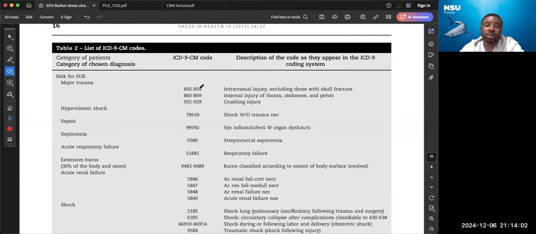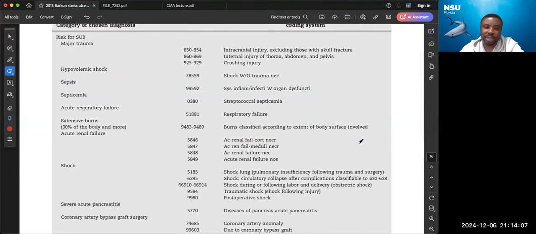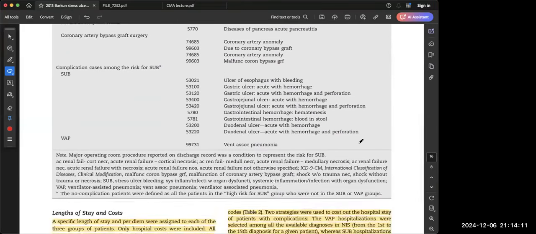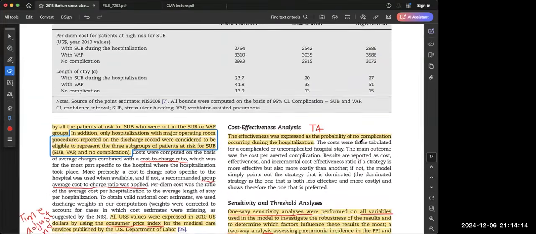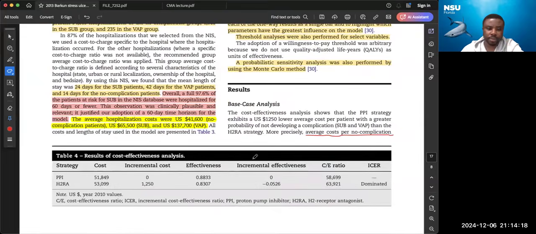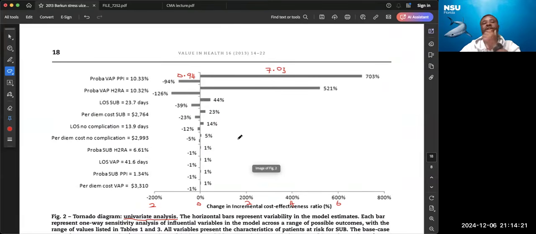Okay, does somebody want me to repeat the tornado diagram and the multi-way sensitivity analysis again? Okay, so I'm going back to the tornado diagram. The first thing you need to know is that it is used in one-way sensitivity analysis. Tornado diagram, one-way sensitivity analysis.